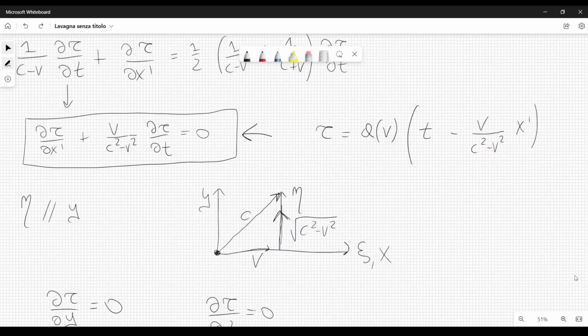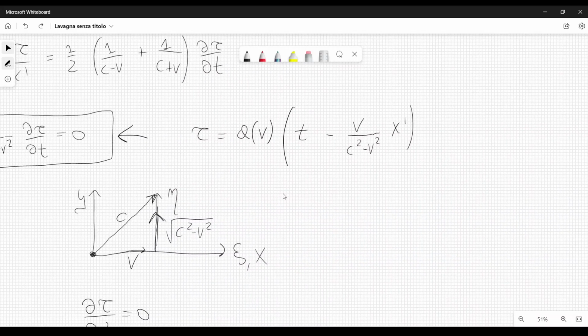Now, it is assumed here, in this expression, that at the origin of the system lowercase k, tau is equal to 0 when t is equal to 0. You can check that, because if we are at the origin of coordinates, we have x' equal to 0 here, and therefore tau is equal to 0 when t is equal to 0.